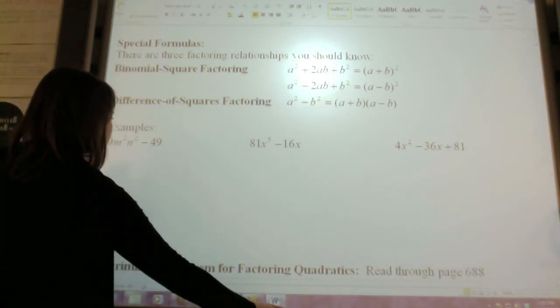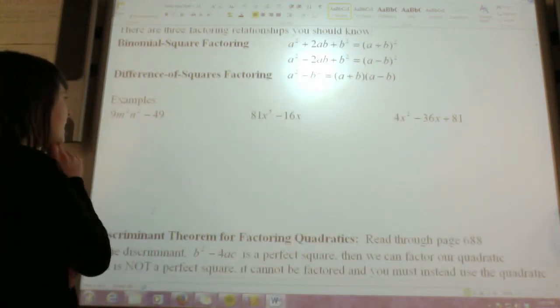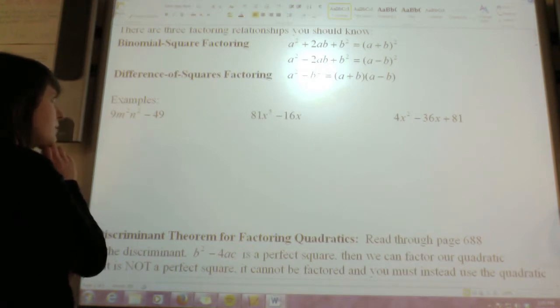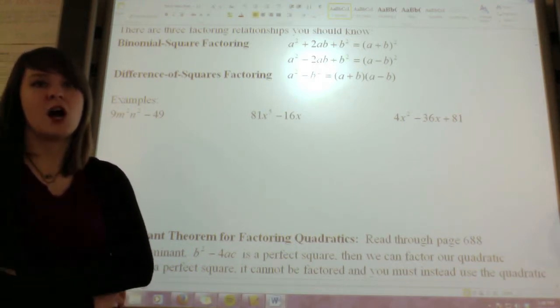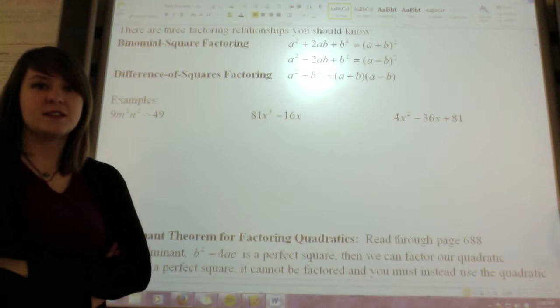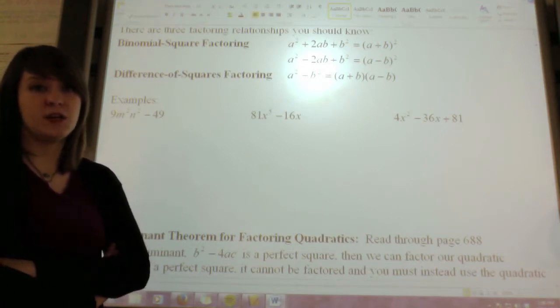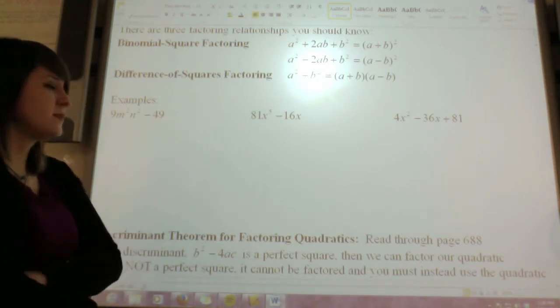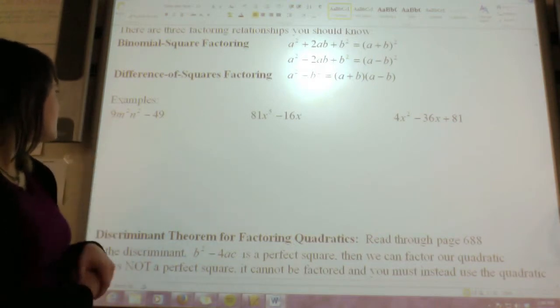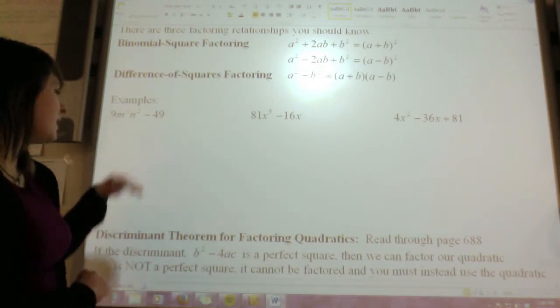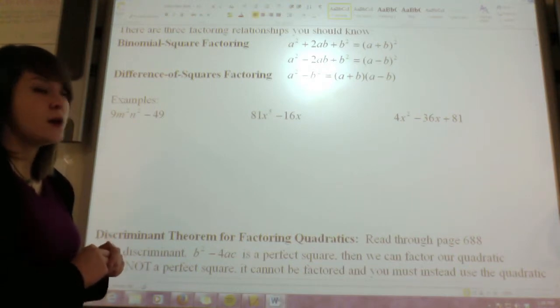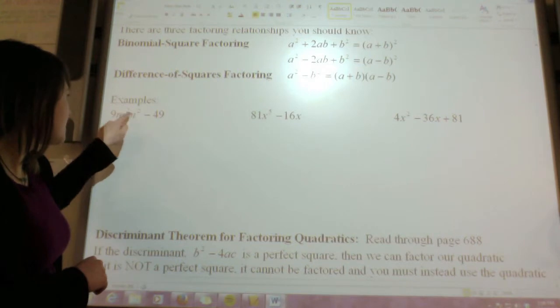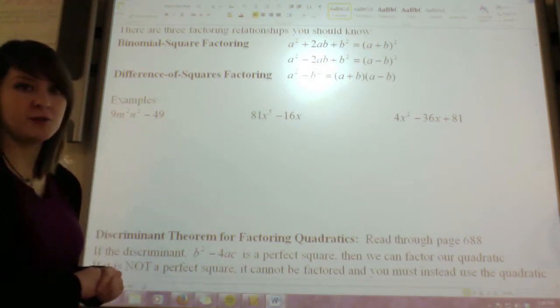In this first one here, I've got 9m squared n squared minus 49. So I'm going to start by saying, is there anything that I can pull out? Do these have a common factor? And looking at these, they do not have a common factor because 49, that's just 7 squared, 9, that's 3 squared, okay, and then I have an m squared and an n squared. What I do notice, though, is that this is actually a difference of squares because 9 is squared, m is squared, n is squared, and 49 is a square number also.